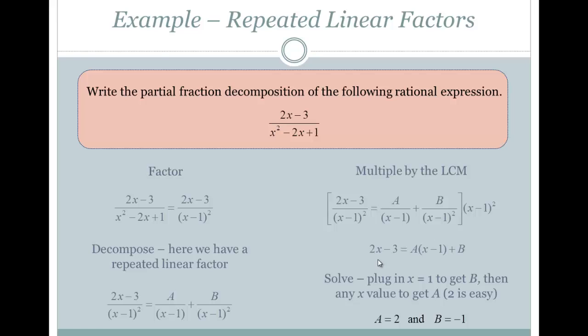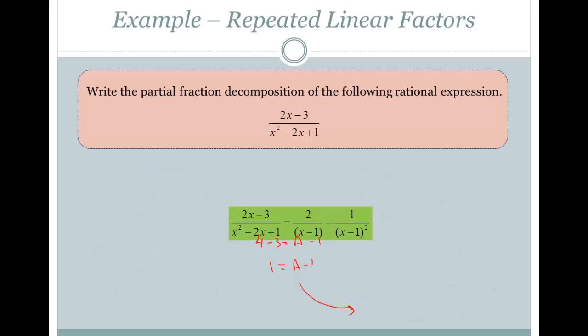Again, let me just show you that last step a little bit. Once we found that b was equal to negative 1, I plugged in 2, and that would give me 4 minus 3 is equal to a minus 1. 1 is equal to a minus 1, and that's where a was equal to 2. And I would rewrite my partial decomposition like this. All right, hopefully that makes sense.